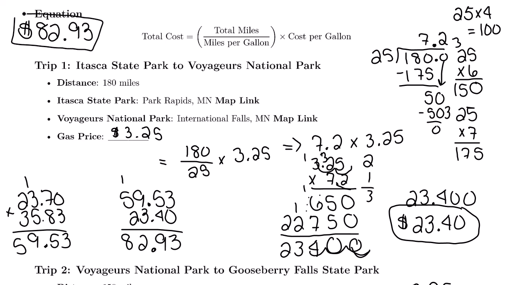That does not include if you stay at a campground or what you're going to eat and stuff like that. But $82.93 is what we'll pay to go from Itasca State Park, follow through some different state parks, and end up back at Voyageurs National Park.